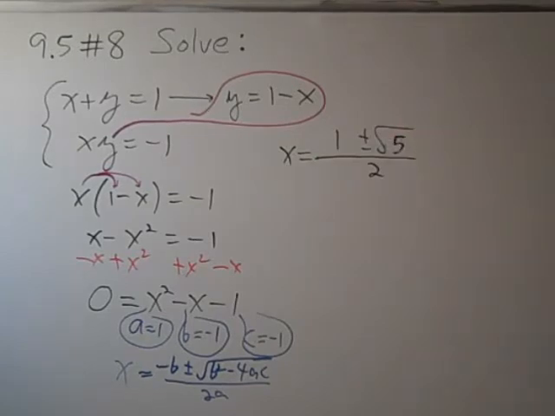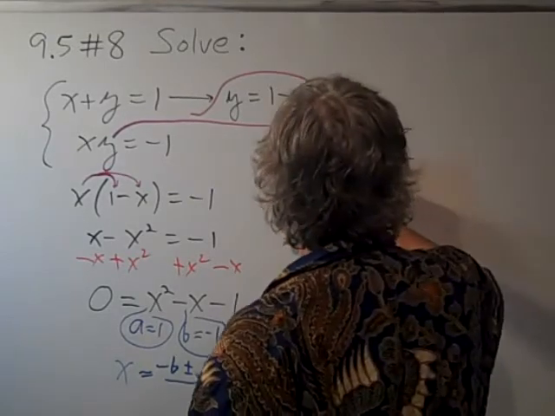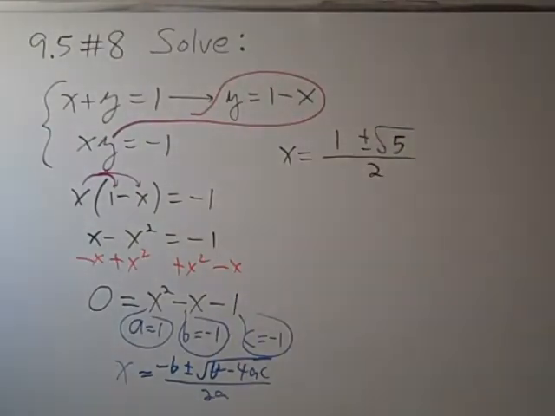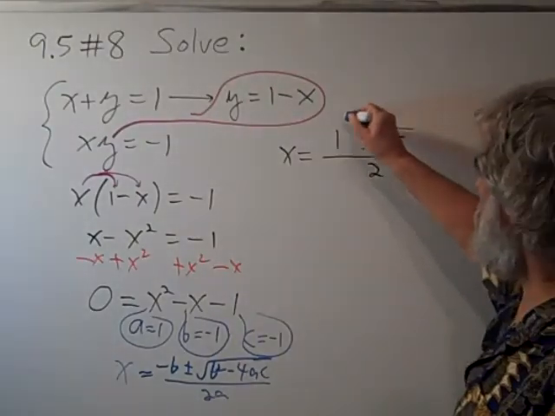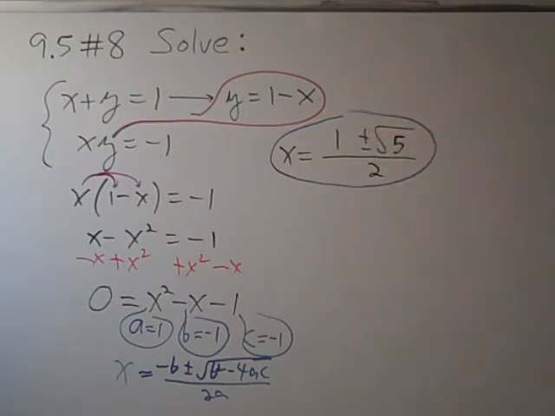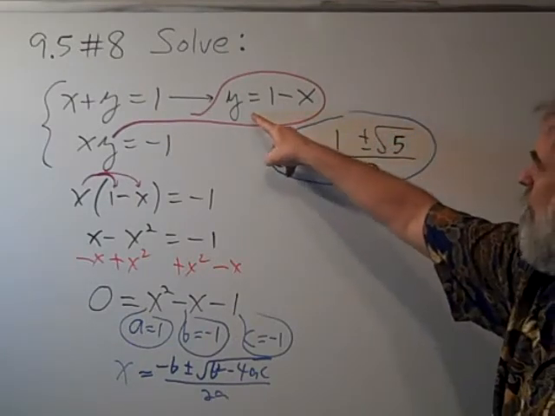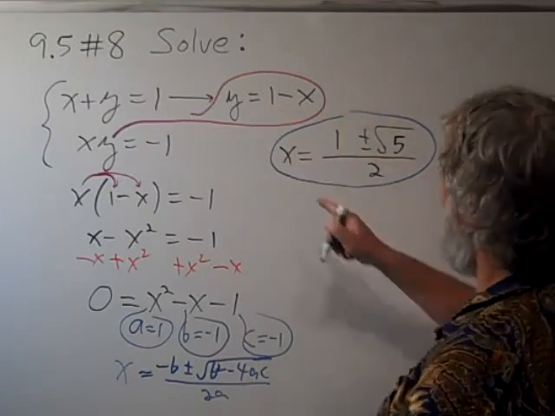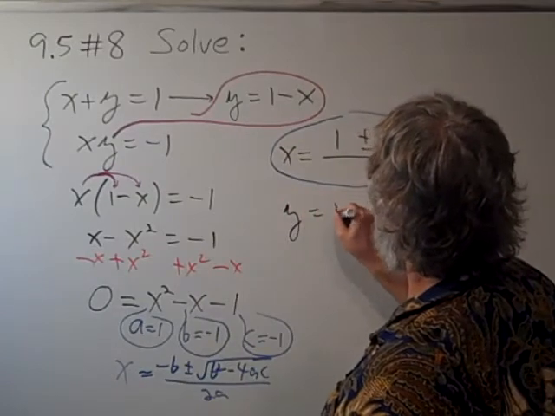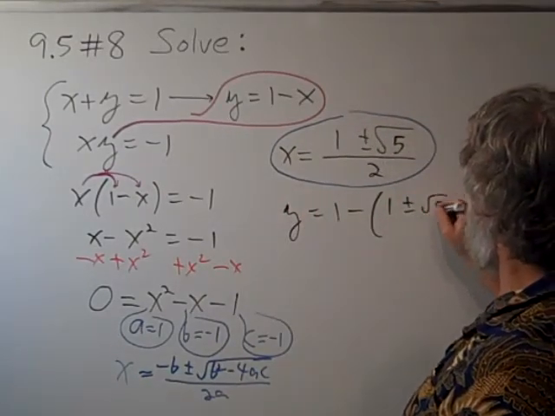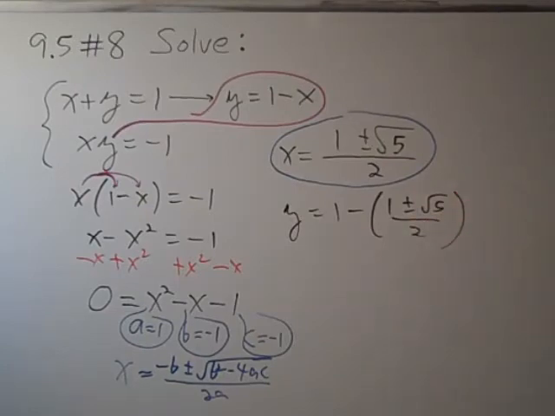And so we have two possible solutions for x. These are the two possible solutions for x, one with the plus and one with the minus. Each of those has a corresponding y solution from the linear equation of our system here. We know that y is equal to 1 minus x, but x is 1 plus or minus the square root of 5 divided by 2.